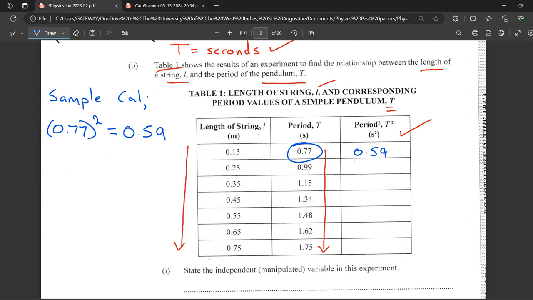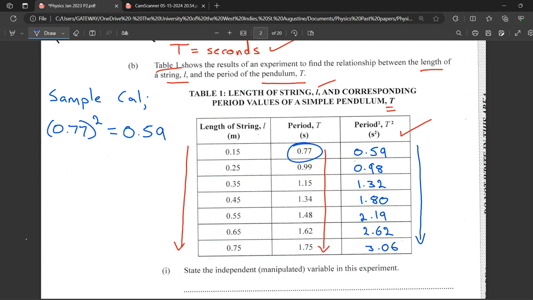Now all your values in this table coming down here need to be to the same decimal place. So this will be 0.98, this will be 1.32, this should be 1.80, this should be 2.19, this should be 2.62 and 3.06. Just plug in the respective period values in the calculator, square them, and you should get the respective T squared values. Understand this, right?